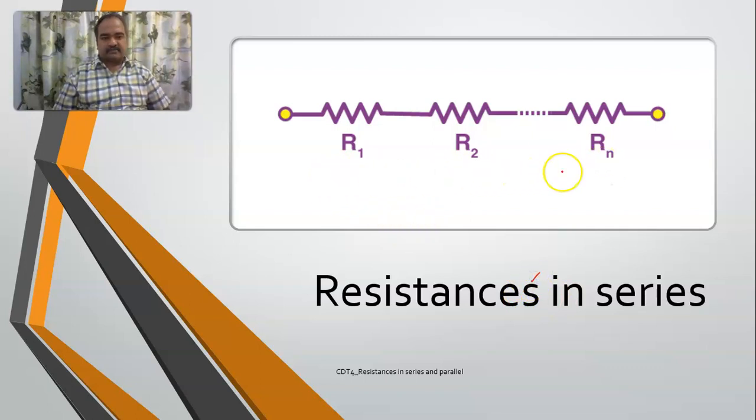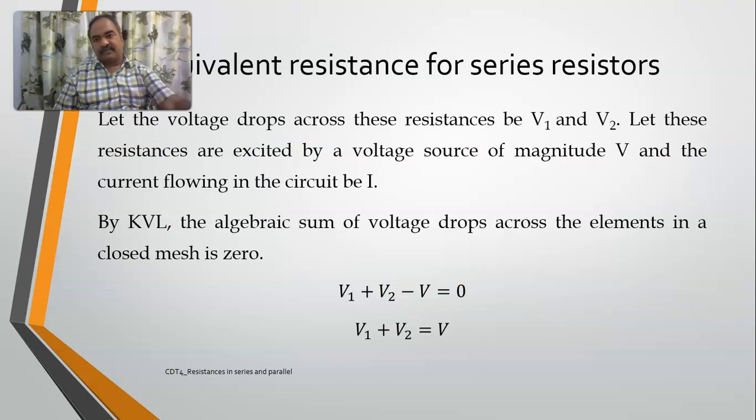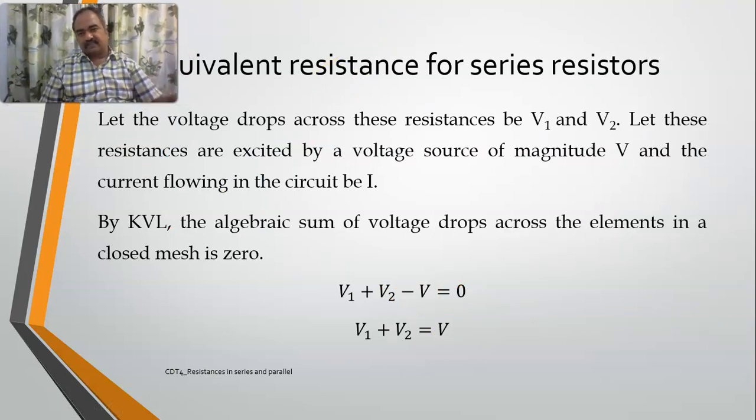This is a representation of resistances in series. I'm considering a circuit where there is one voltage source V and there are two resistors connected like this. These resistances are connected such that the same current is flowing in them. These type of resistors which carry the same current are considered to be in series. Try to remember this point. A set of resistors which carry the same current are considered to be in series. This is the fundamental thing. Now let us determine the equivalent resistance for these series connected resistors. Let the voltage drops across them be V1 and V2, right?